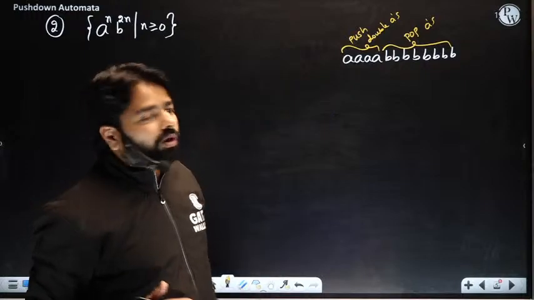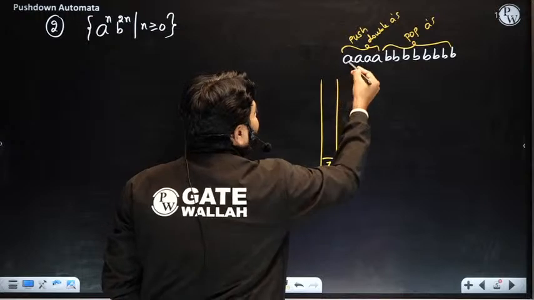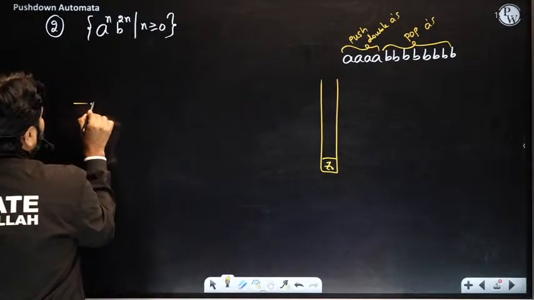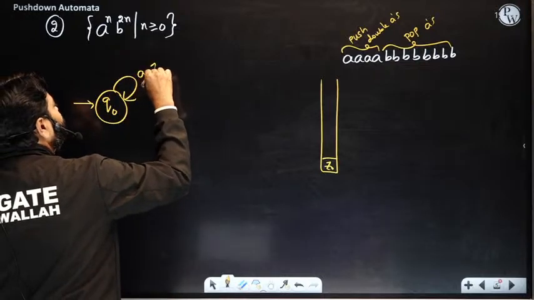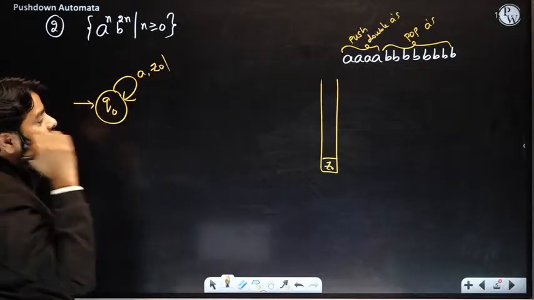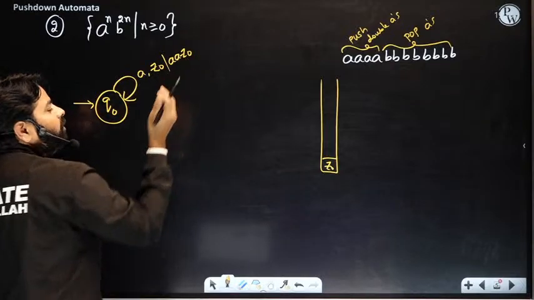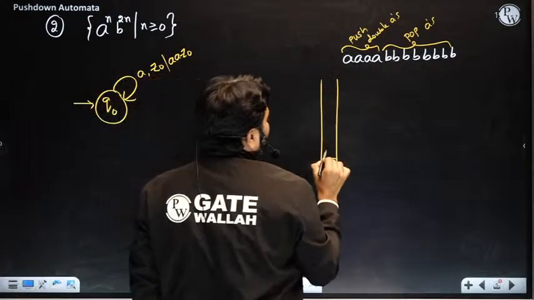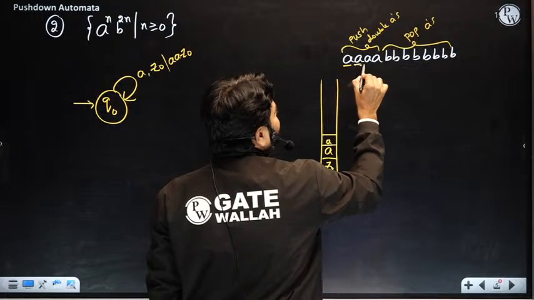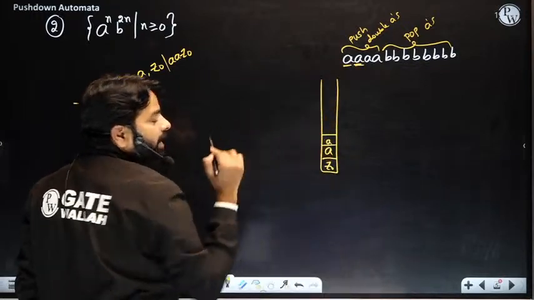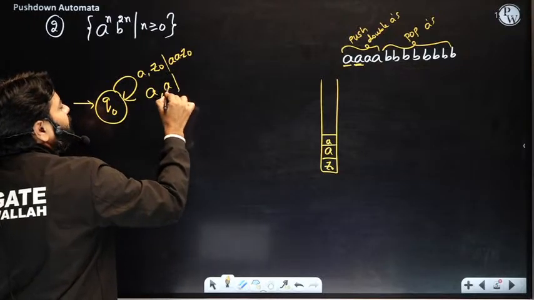So to do this, what do we do? Initially we have a Z0, and for every a comma Z0, what do you do? Same, Q0, a comma Z0, a comma Z0. How many a's do you want to push? 2 a's. So how do you write? Double a Z0. See, Z0 is there and 2 a's extra. So for the first a we push 2 a's. Next, a comma a, the top of the stack is a. Now this will not work, so what do you write? A comma a, and this 1 a is already there.